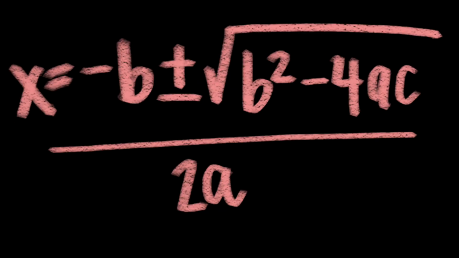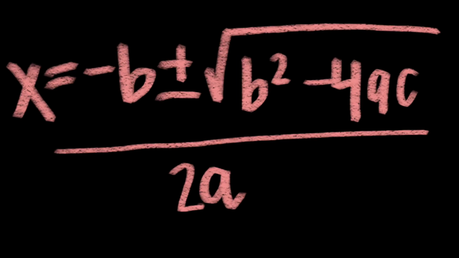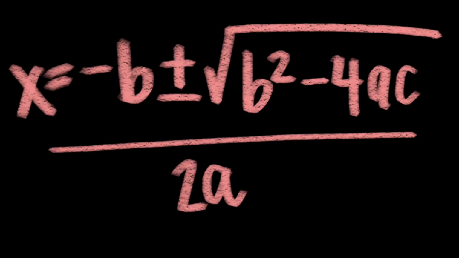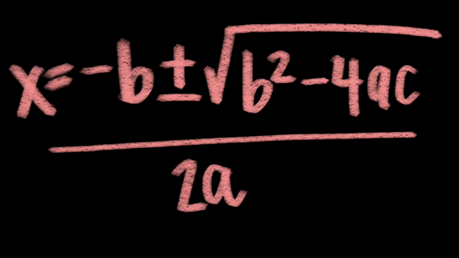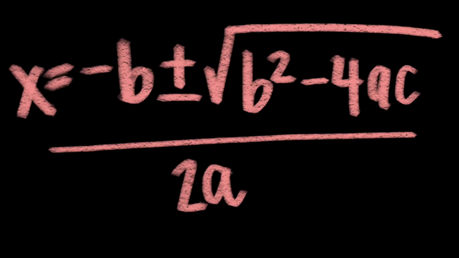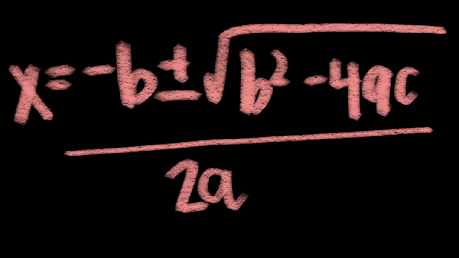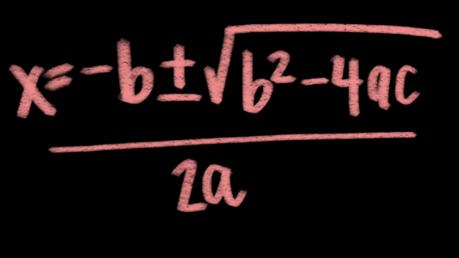X equals negative b, plus or minus square root b squared minus 4ac, all over 2a.